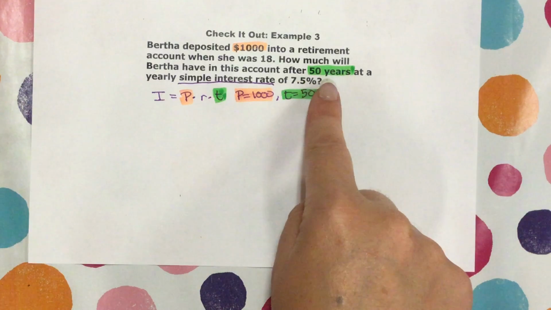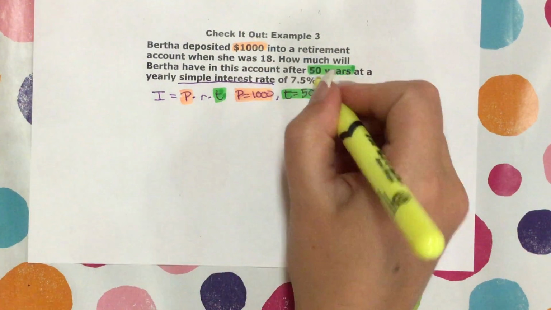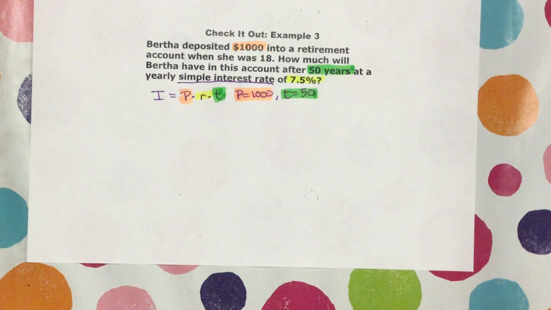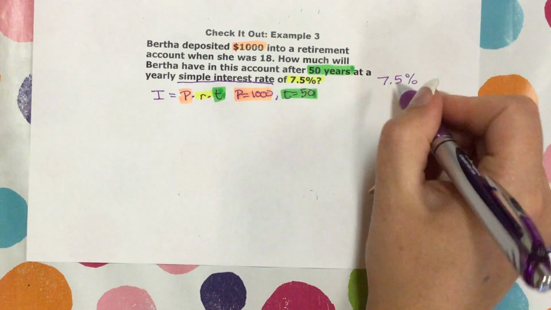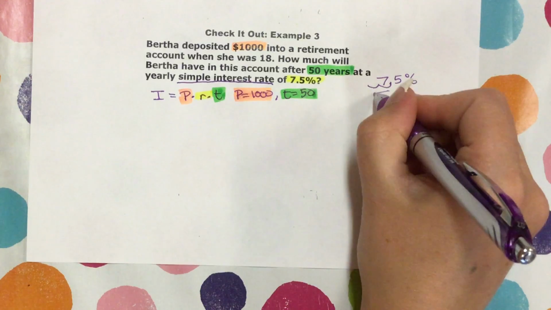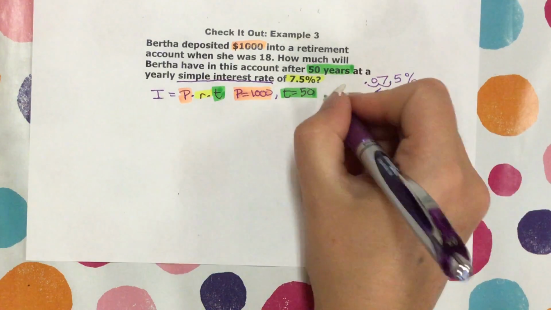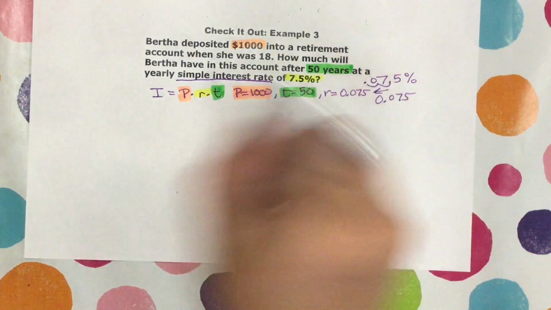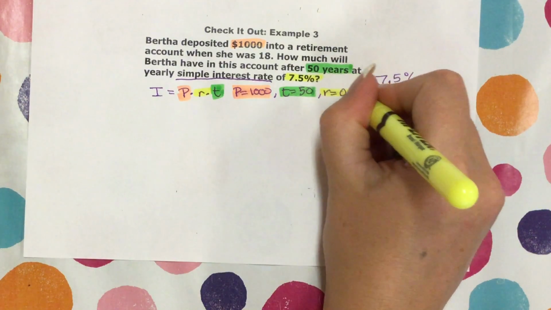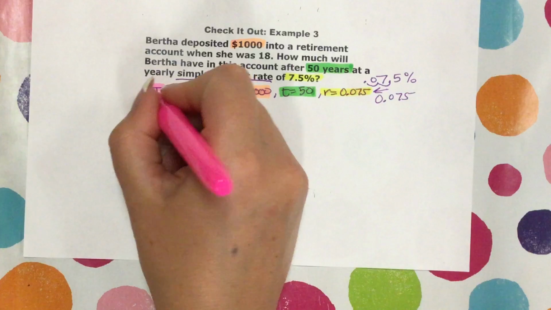How much will she have in her account after 50 years at a simple interest rate of 7.5%? Boom, there we have it. There is our rate, 7.5%. And remember, we have to convert that into decimal form. To change it to a decimal, we move it over 2 places to the left. Put the decimal there, add a 0. We end up with 0.075. So that is our rate, 0.075. And our interest is one of the things that we're trying to figure out.